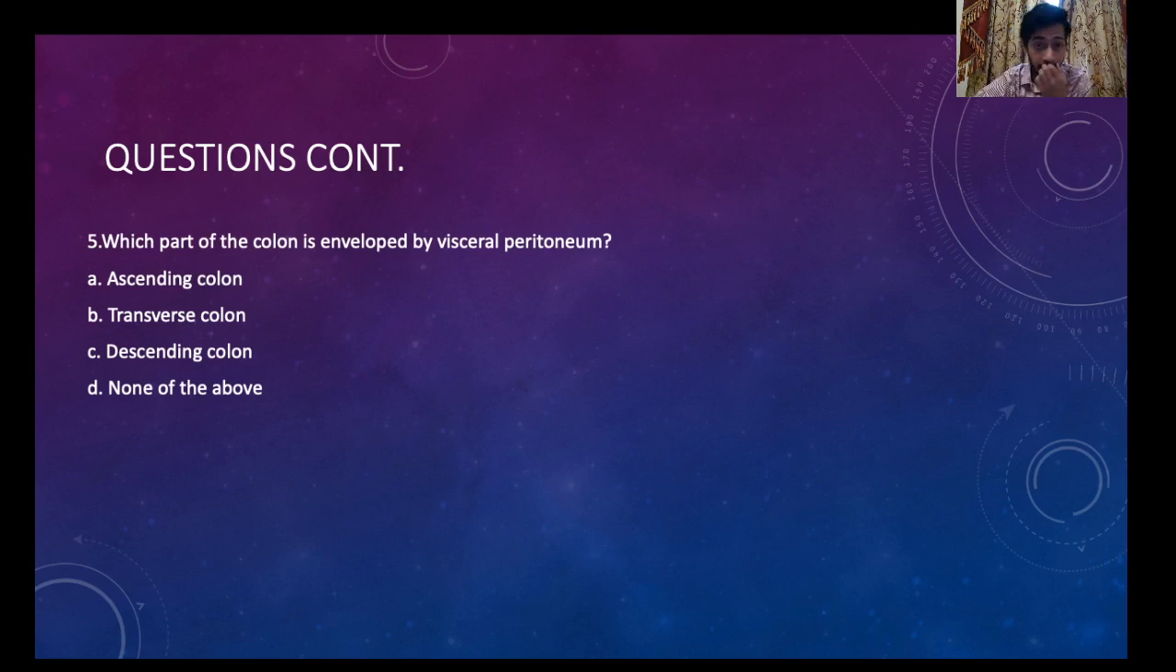Yeah, so the answer to question 5 is also B, it's the transverse colon. That's because the transverse colon is covered by the peritoneum, known as the mesocolon. That's its connection to the posterior wall.